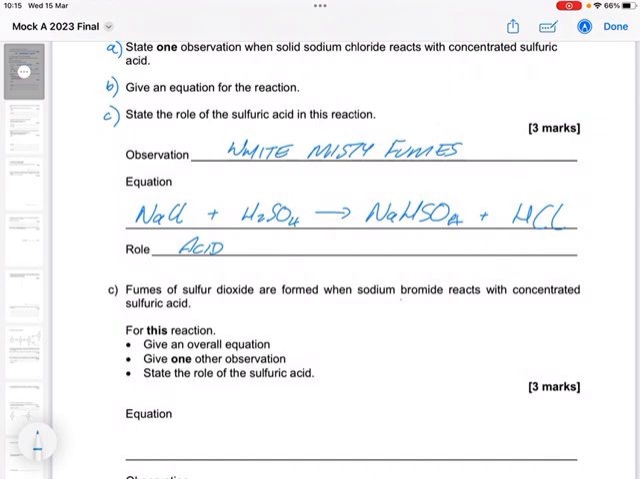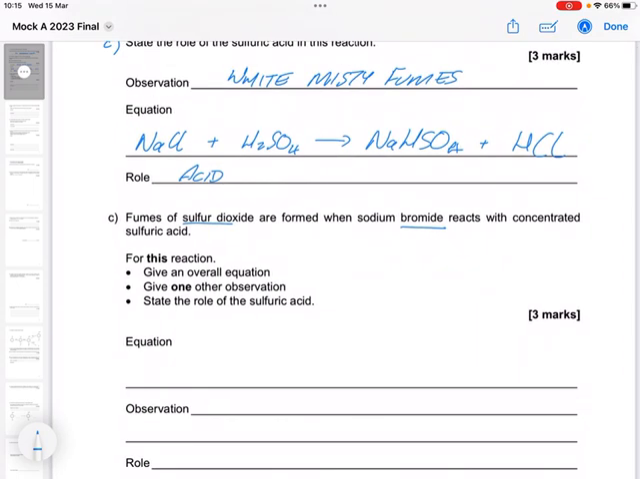However, this one is. Okay, so fumes of sulfur dioxide are formed when sodium bromide reacts with sulfuric acid. So if you remember, sulfuric acid can keep going to sulfur and then to H2S, but bromine only goes as far as this. We've gone from +6 to +4. So this is the redox reaction. And of course, that has been reduced.